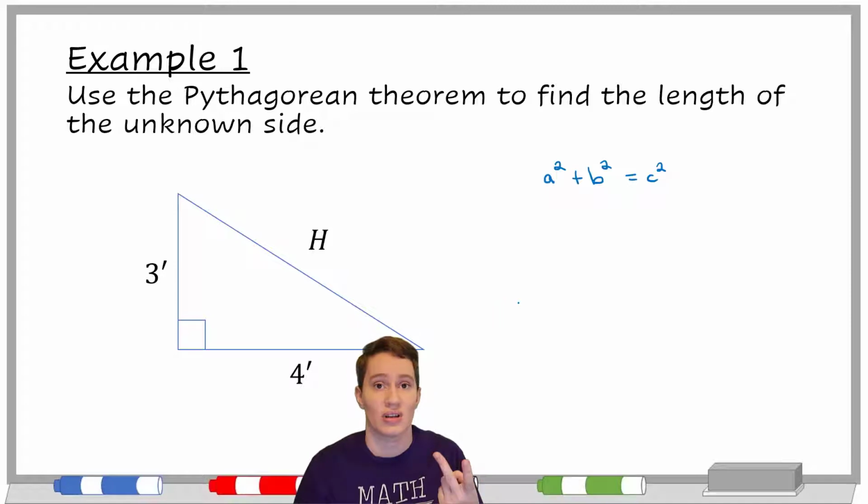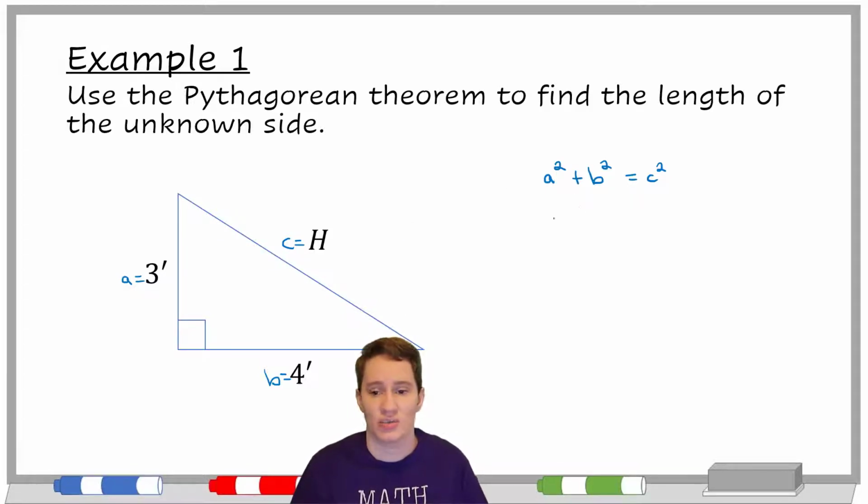Two of those have two options of what they can be. A and B have to be 3 and 4. It doesn't technically matter which one you put in which spot. You just have to realize that one of these is supposed to be A and one is supposed to be B. What's important is that H is C. In this case, we don't know what H is, or what C is, but that's what that side is supposed to be.